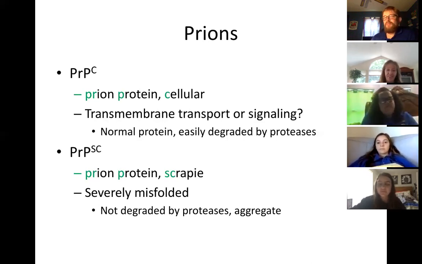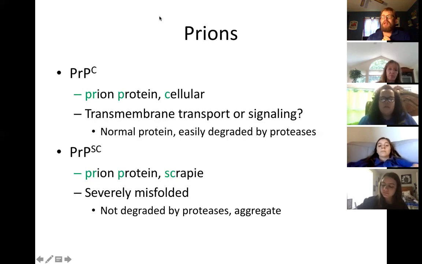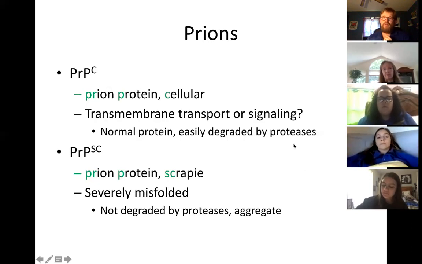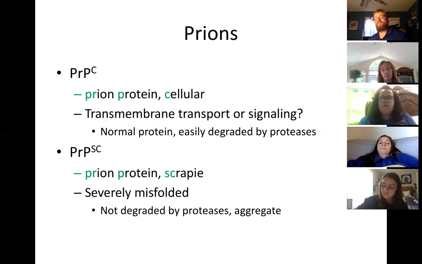But in this case, that scrapie version of the prion protein is severely misfolded, and I'll show you on the next slide. We're not entirely sure why this happens, but when it becomes severely misfolded, it can no longer be broken down by proteases.